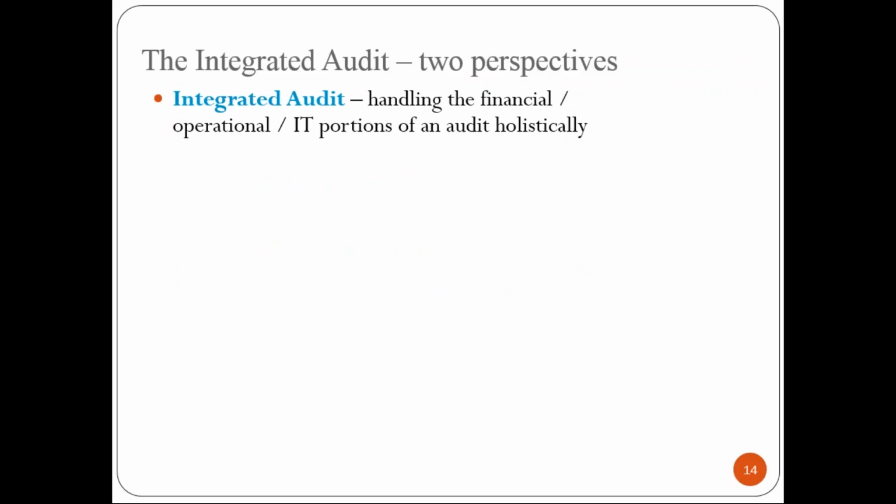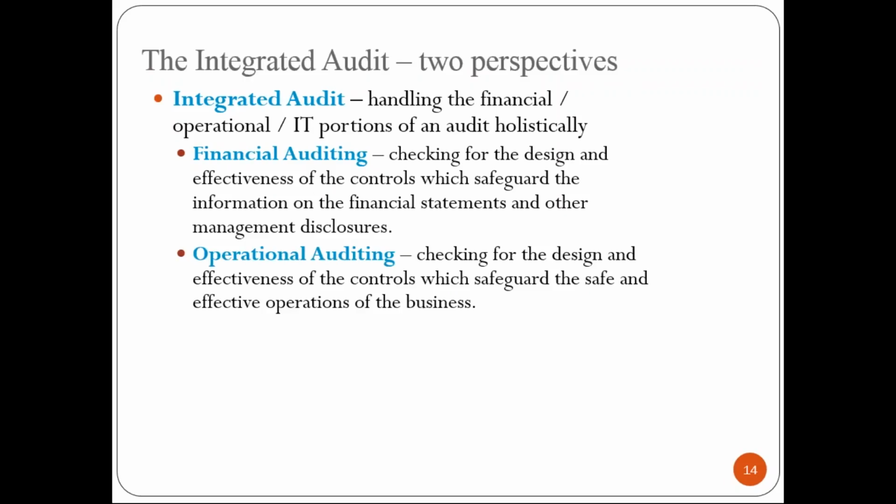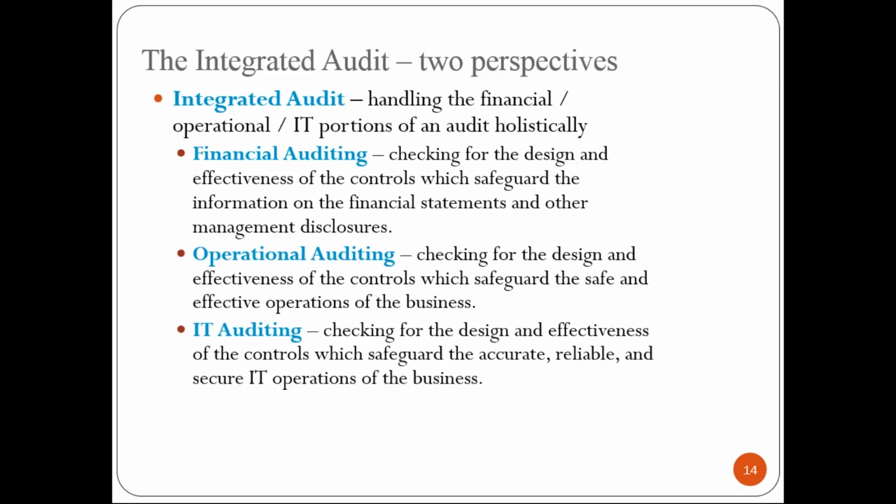The other perspective of an integrated audit is that you have different distinct components to the audit. You have the financial auditing, which looks at the design and the effectiveness of the controls that safeguard information on the financial statements and other disclosures. You have operational auditing, which is looking at safe and effective and efficient operations. And that's all it's looking at. And then you have the IT audit, where you're looking at the design and the effectiveness of the controls that safeguard accurate, reliable, and secure IT operations of the business. All three of these are important, and all three of them have to be handled somewhat differently.